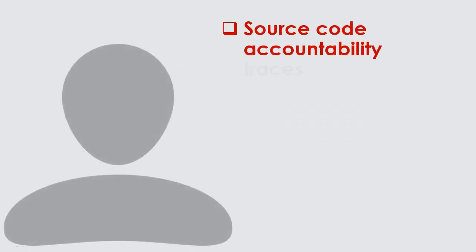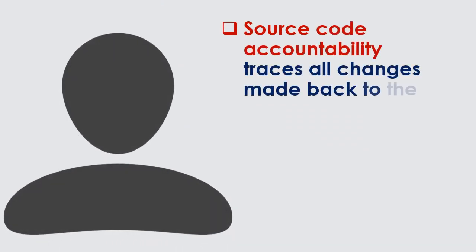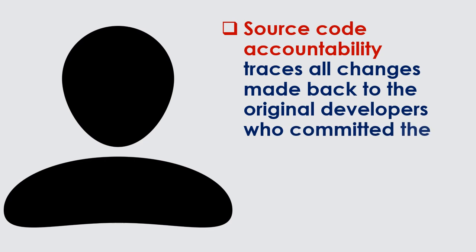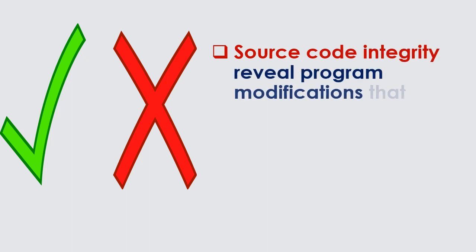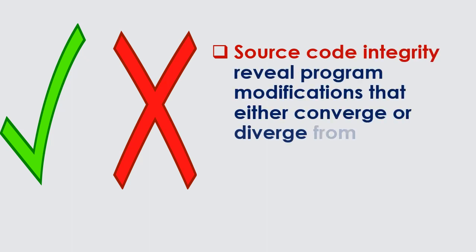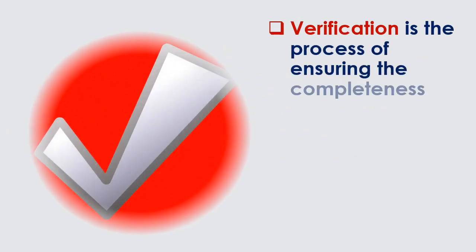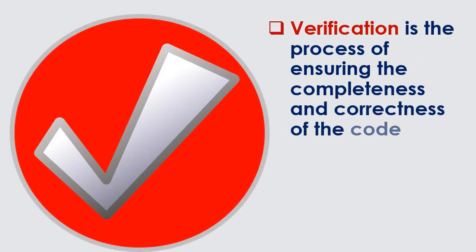Source code accountability traces all changes made back to the original developers who committed the changes, so that problematic code or configurations can be identified. Source code integrity reveals program modifications that either converge or diverge from requirements. Verification is the process of ensuring the completeness and correctness of the code.